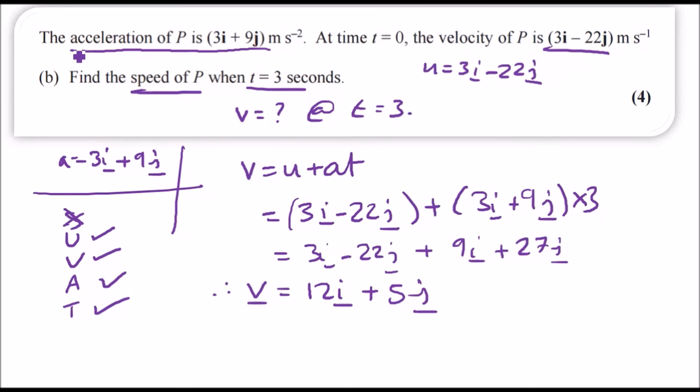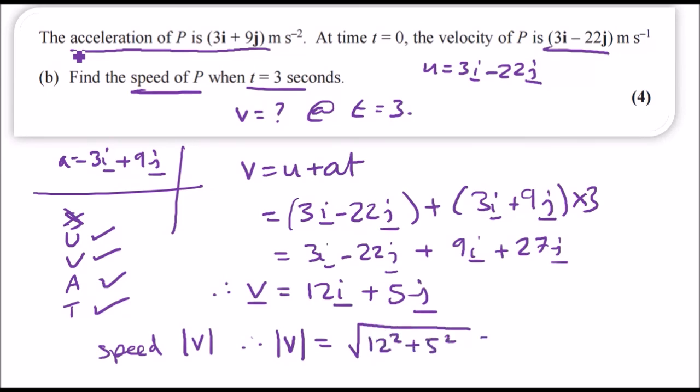And then the speed is always going to be the magnitude of v. So therefore, the magnitude of v is just, you know, the Pythagoras technique or the distance formula. So we take the square root of 12 squared plus 5 squared. Inside it should give us, in a calculator, I'm just going to go straight from my head, this should give us 13 meters per second. Work this out and see if you get the same conclusion.